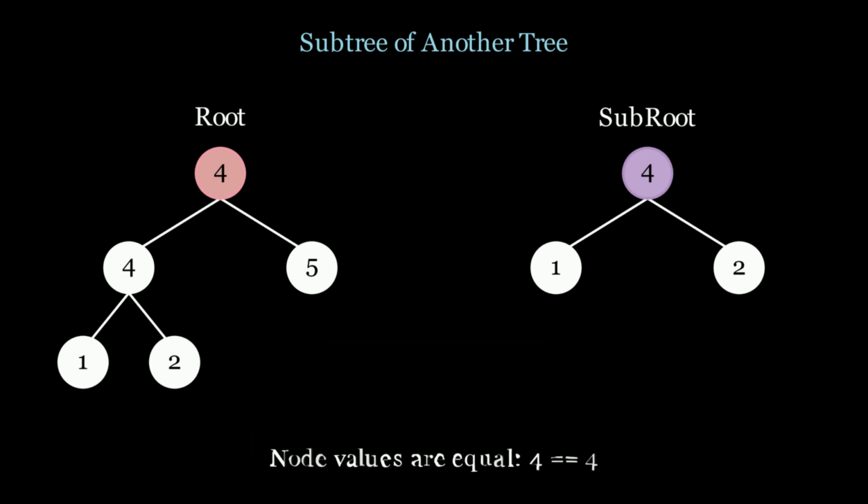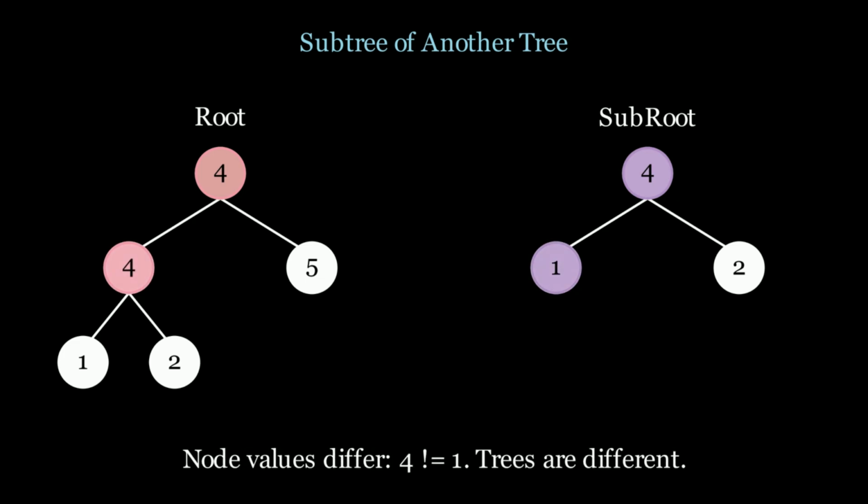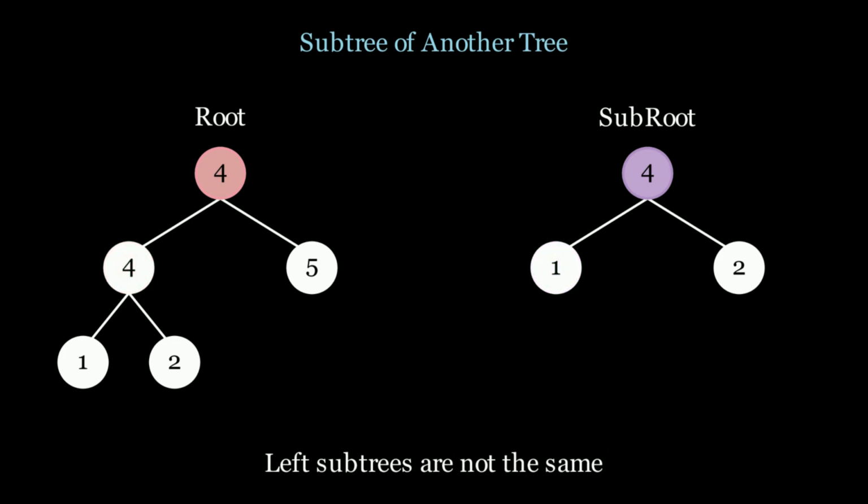So we go to the left subtree. In this case, the left subtree is 4 and 1. Is 4 equal to 1? No, it's not. So the trees are different and we return back false. In this case, the trees at the root nodes are not the same. So we just end the recursive call, we go back to node 4, and now we're back at the main recursive call at node 4.